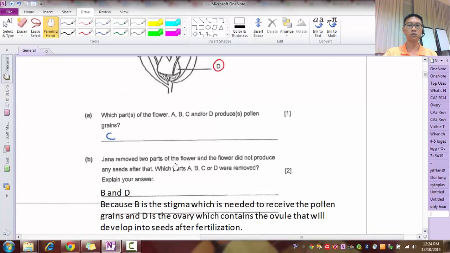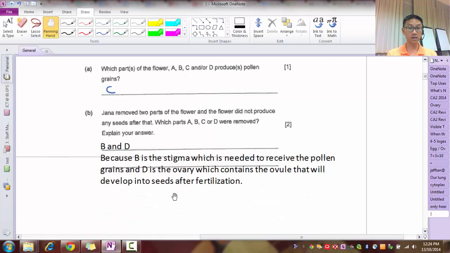So that's why it's B and D, because B is the stigma, which is needed to receive the pollen grains, and D is the ovary, which contains the ovules that will develop into seeds after fertilization.